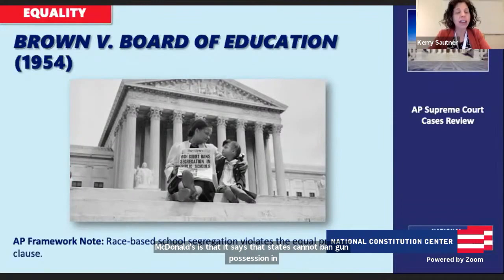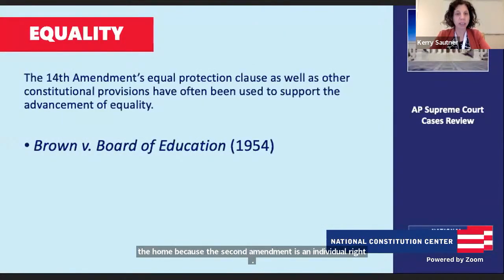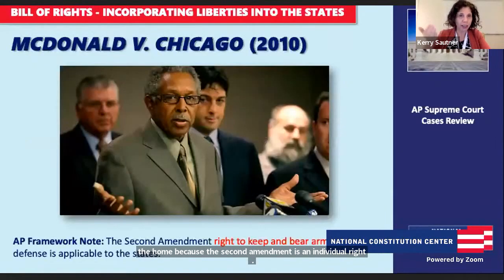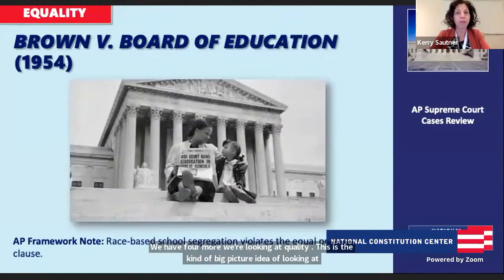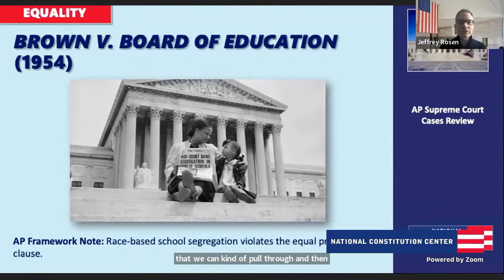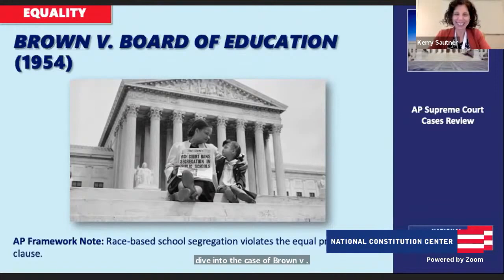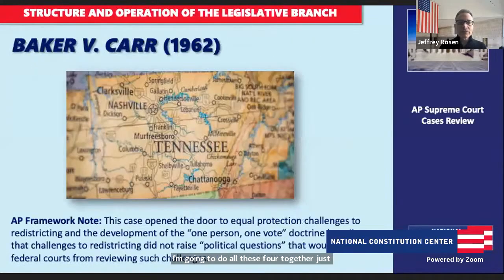We're looking at equality. This is the big picture idea of looking at the Equal Protection Clause in the 14th Amendment. We do have a nod to the 14th Amendment with incorporation that we can kind of pull through, and then dive into the case of Brown v. Board of Education for one of our last 4. I'm going to do all these 4 together just for the heck of it. So we're going to talk about Brown, Citizens United, Baker v. Carr, and Shaw v. Reno.